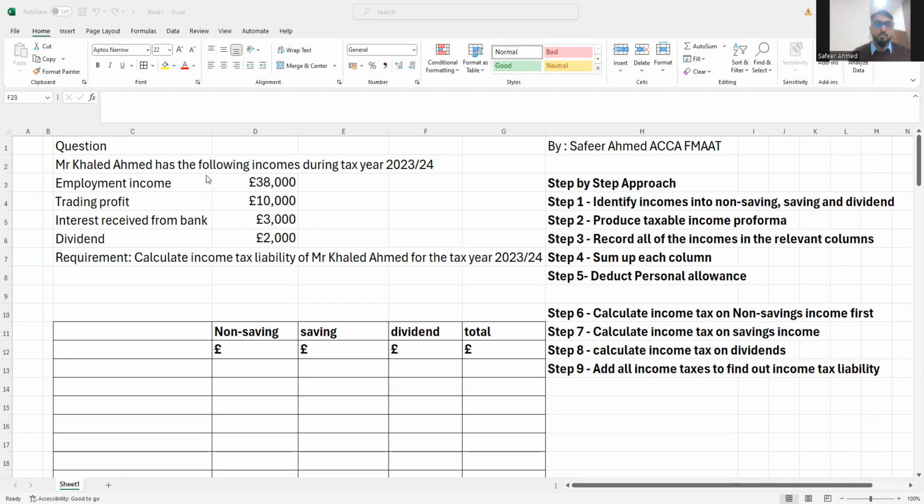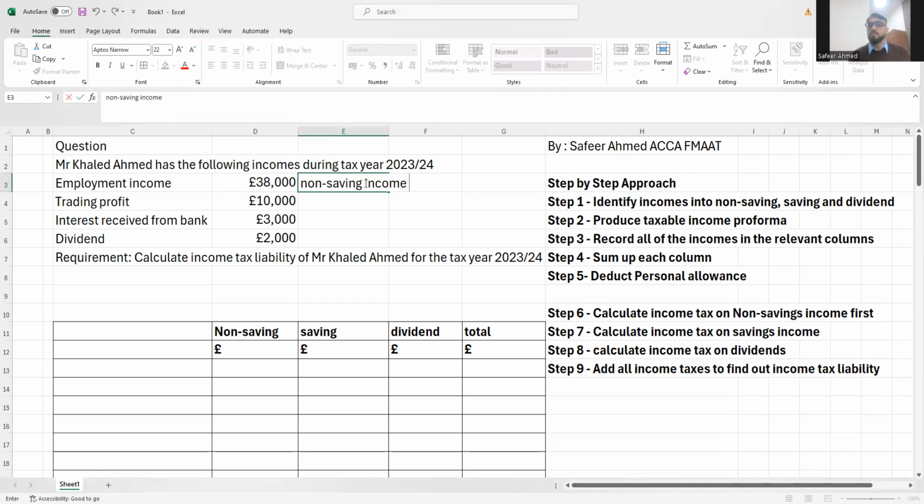Now, if you look at this question, employment income is considered non-saving income because this is an income that people rely on, people spend on a monthly basis. Similarly, trading profit is considered non-saving income as well. So it's a regular income. Non-saving income is also known as other income. So any income other than savings and dividend income is non-saving income, and it's also known as other income. You can use both of these two words depending on what qualification you are studying.